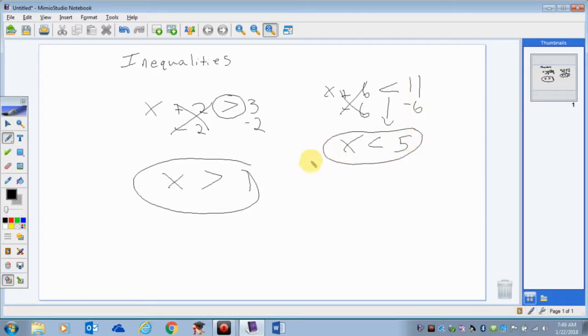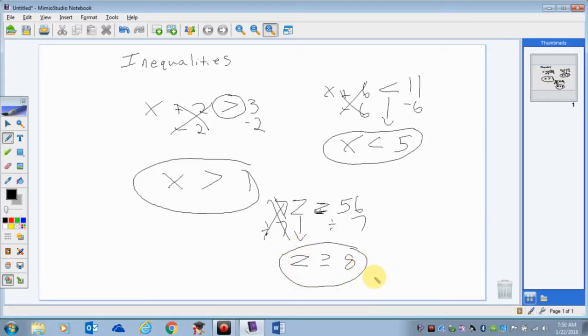If I wanted to do it with a multiplication, it could be 7z is greater than or equal to 56. So 7 times z here, so we're going to have to divide by 7 to get rid of it. Divide by 7 over here. This leaves you with just z. Bring down your greater than or equal to sign. 56 divided by 7 is 8. So z is greater than or equal to 8.